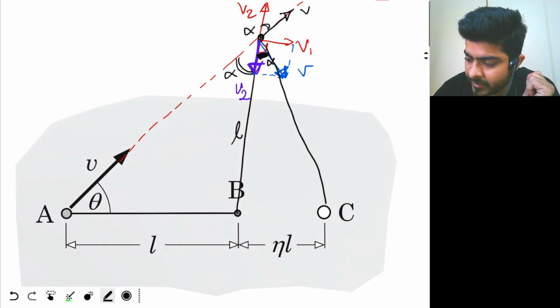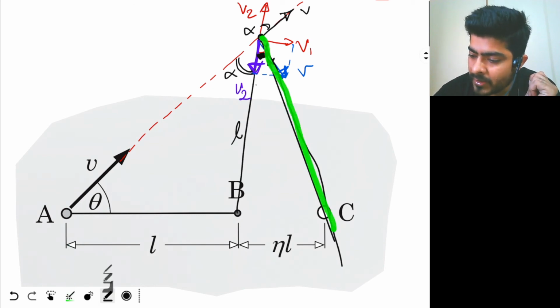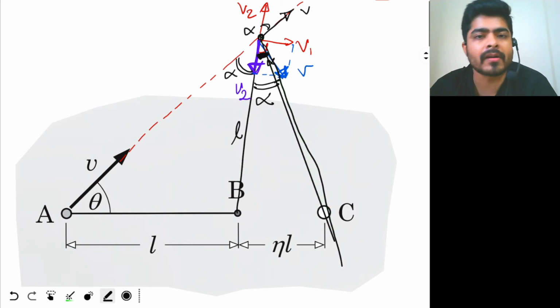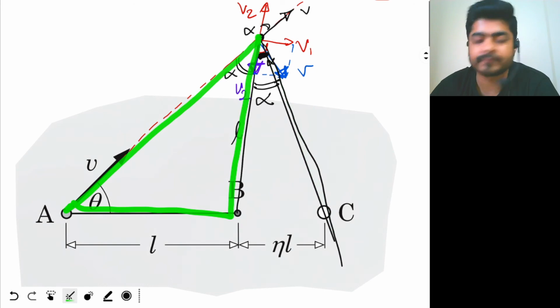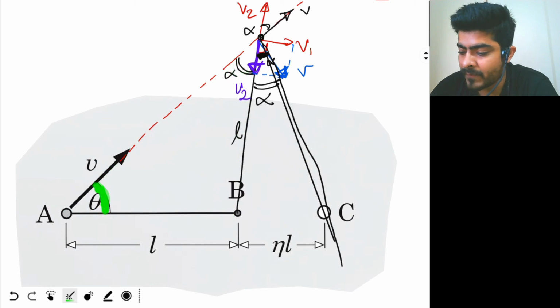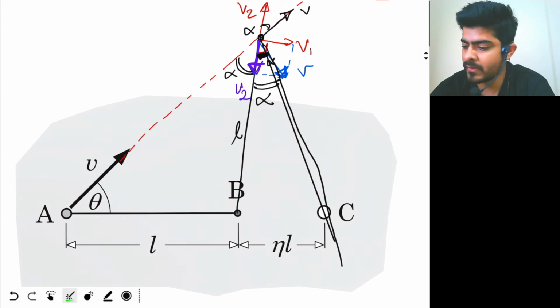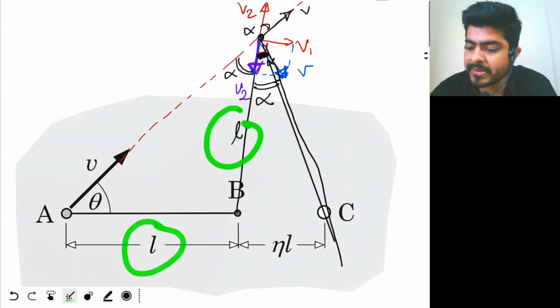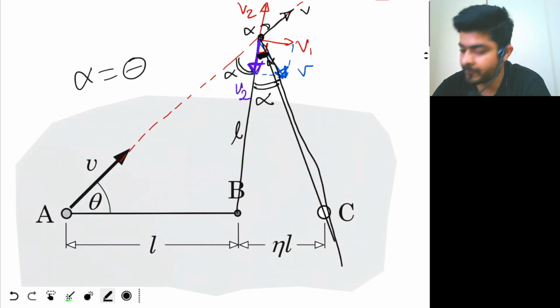Now what happens? The particle follows the straight line path. Not a good diagram. And passes through C by following this path. So this angle is alpha over here. Alright, so now we have this triangle where we have this angle alpha. This angle is theta. This side is L, this side is also L. That means theta and alpha should be equal. Alpha equal to theta.